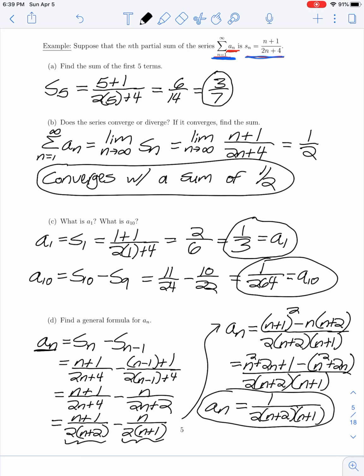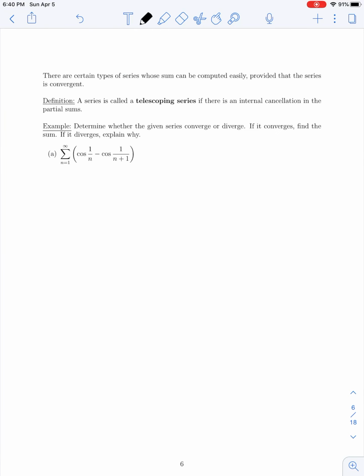Now, what we're going to start looking at throughout the remainder of this chapter is different ways to determine whether an infinite series will converge or diverge. For most of the series that we work with, it won't be easy to find an expression for the nth partial sum. So we're going to start talking about different tests for convergence or divergence. And the test that we use will depend on the type of series we're working with. So we're going to introduce a few different types of series and tests for convergence or divergence.